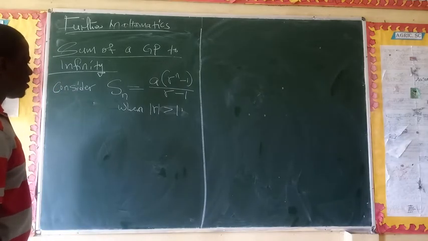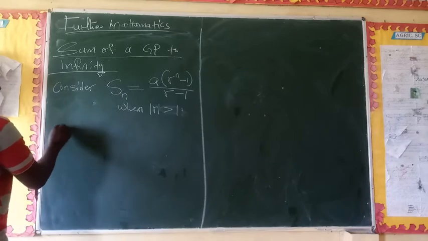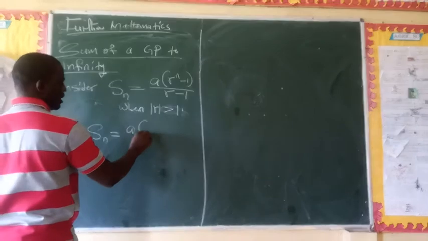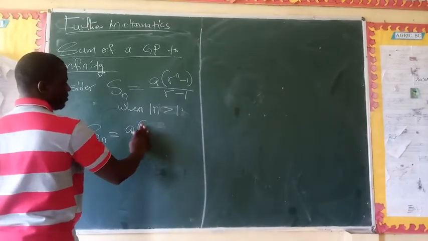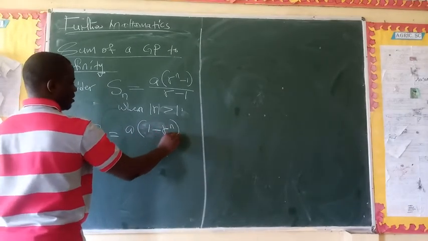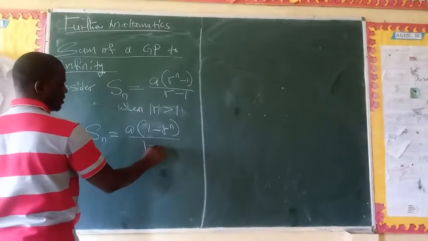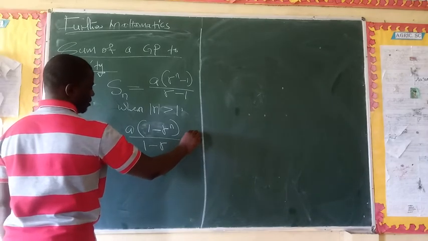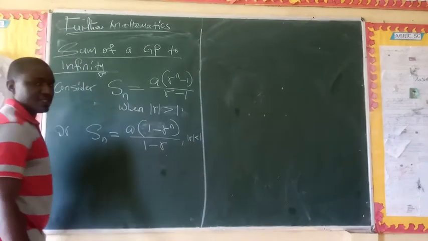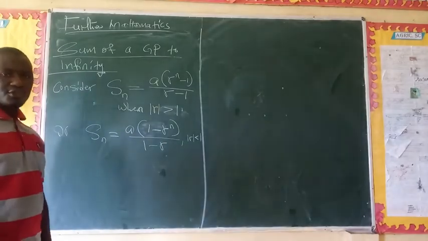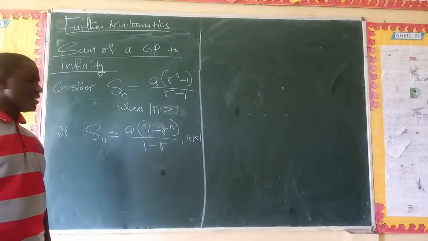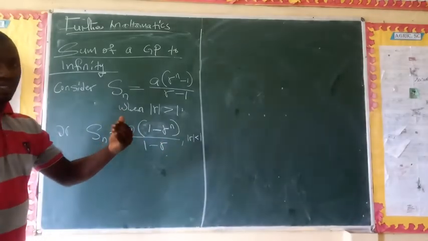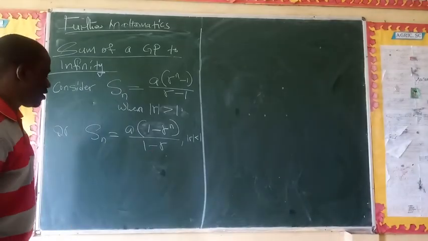Or we can have Sn is equal to a bracket 1 minus r raised to power n, everything over 1 minus r. This is when the modulus of r is less than 1. For the sum of a GP to infinity, we always use this when the modulus of r is less than 1. So we're going to see more of that.